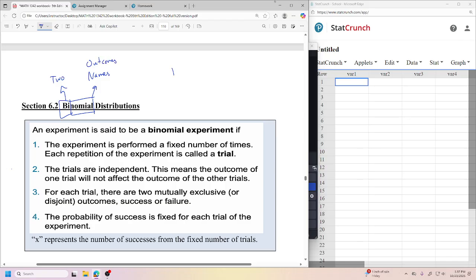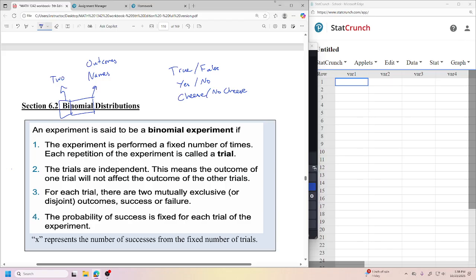Let me give it to you. We've got true, false, yes, no, cheese, no cheese. Let's say you order a hamburger and they ask, do you want cheese with that? You've got two options. You're either going to say yes to cheese or no to cheese, right? So that's what we're coming down to: two options, two results, two outcomes.